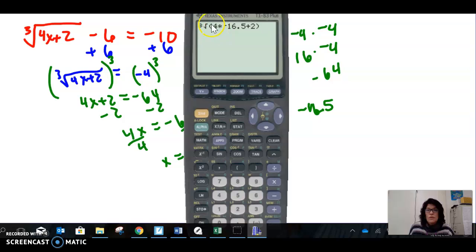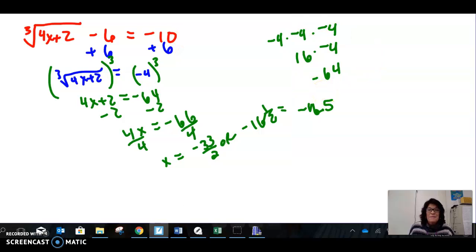So the cube root started off with a parenthesis, there we'll end it. That whole thing minus 6, I think should equal negative 10 if I did my math correctly. So I did. I put negative 16.5 in for x, and I got negative 10. So that shows me that, yes, that's the correct answer.